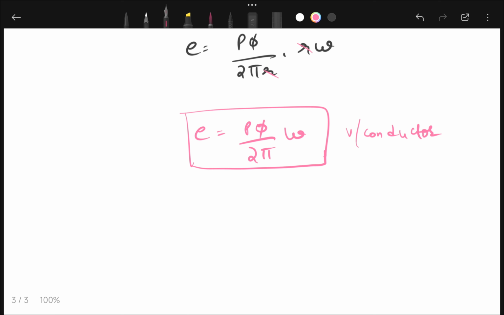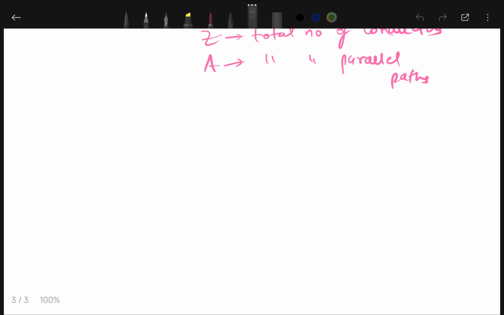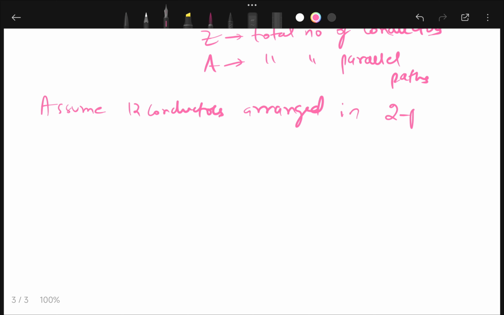But we have n number of conductors. So in general in DC machines we will indicate Z as total number of conductors, and A as total number of parallel paths. So for better understanding, what I will do is I will take 12 conductors. So I'll assume 12 conductors arranged in two parallel paths.